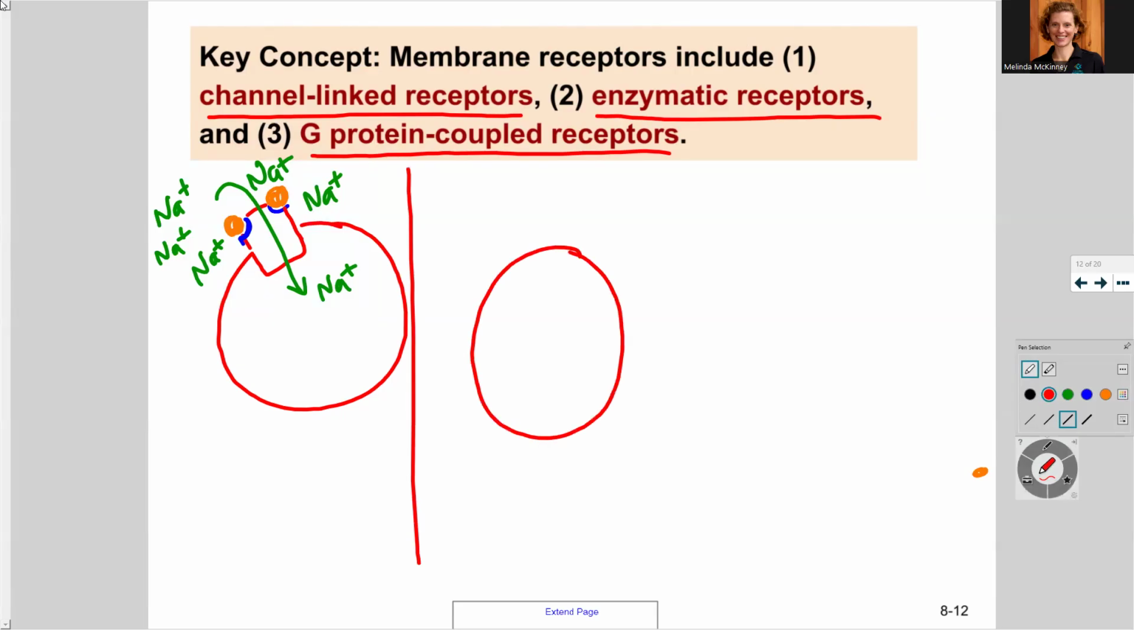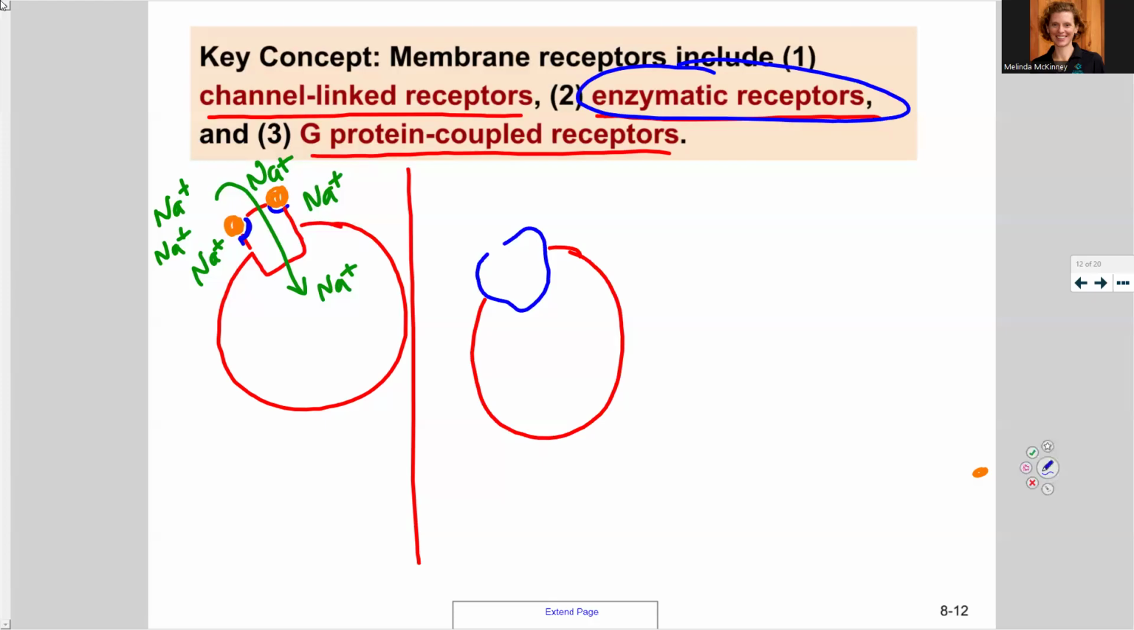And now the protein receptor is an enzyme. So I'm just going to draw a blue enzyme. So now we're talking about the enzymatic receptor. So over here, I've got this molecule, which is bigger than it would be realistically, but say this is my enzyme.